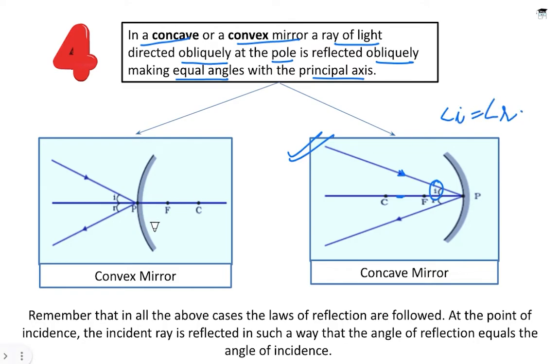Similarly in a convex mirror, there is a ray of light incident on the mirror at a certain angle. After reflection it is making angle R, and the angle I is equal to angle R. So remember, this is important, that in all the above cases the laws of reflection are followed. At the point of incidence, the incident ray is reflected in such a way that the angle of reflection is equal to the angle of incidence, which I just told you now.